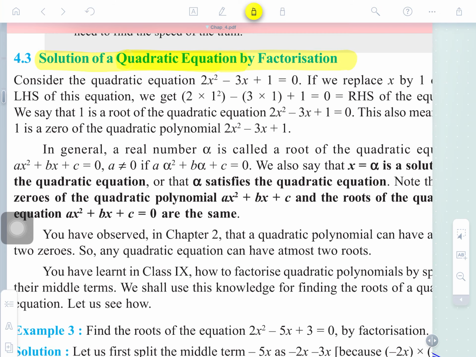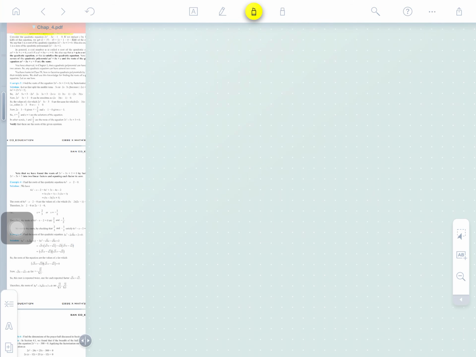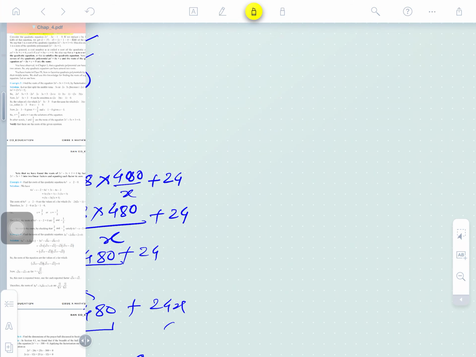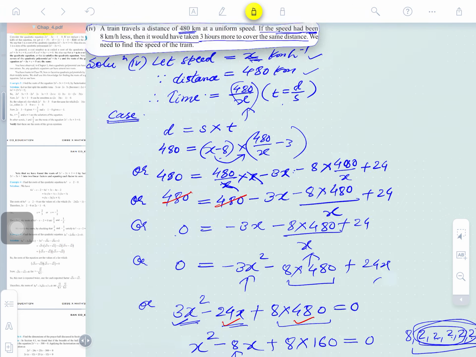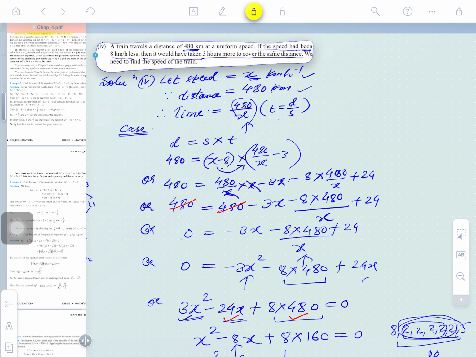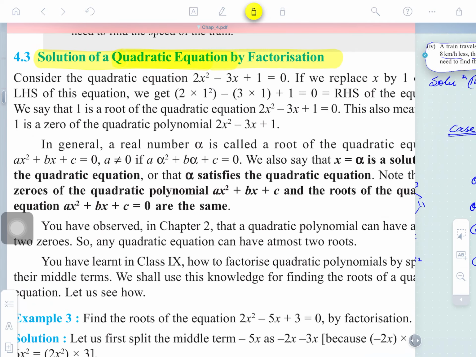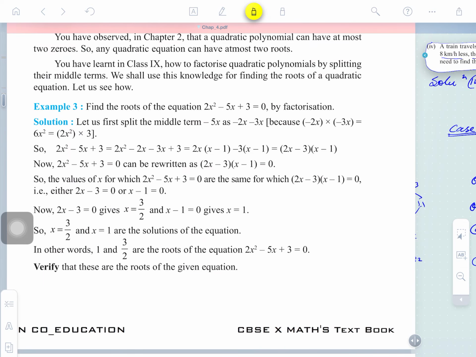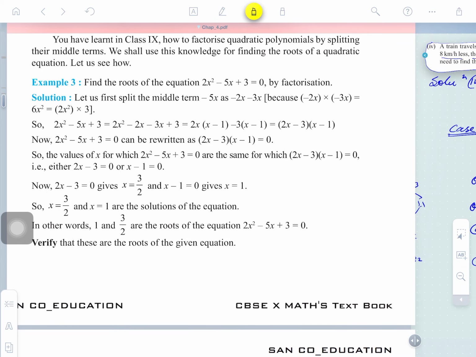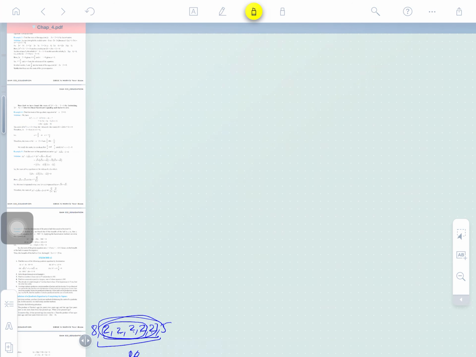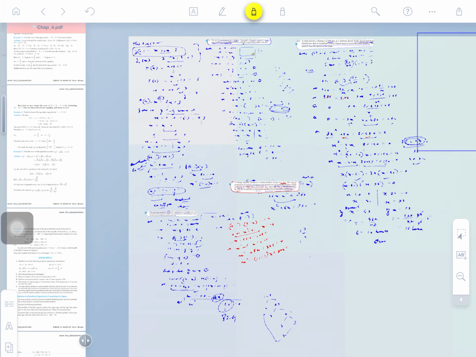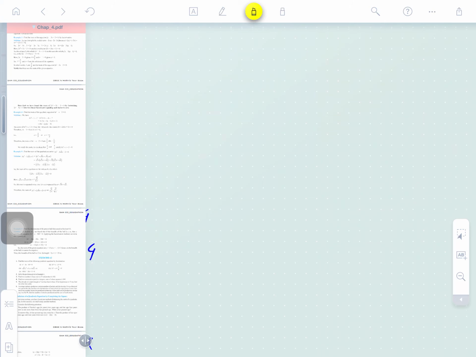What is factorization? The method we have been learning till now is called factorization. This method you have learned. Middle term splitting is called factorization. The same as it is done here, you may see, this is factorization, called the middle term splitting method. Factorization you actually learned in the previous classes. I am telling you what the factorization method is.